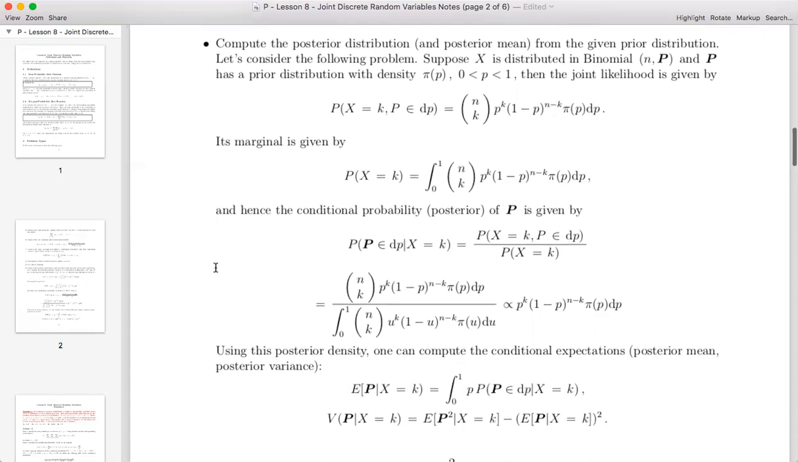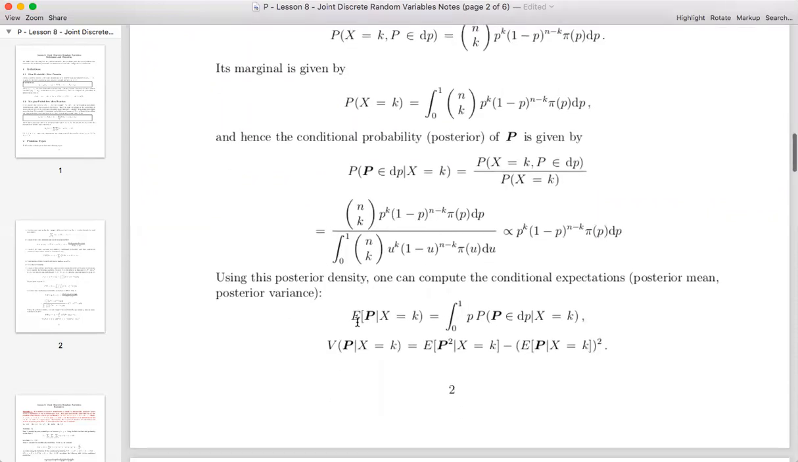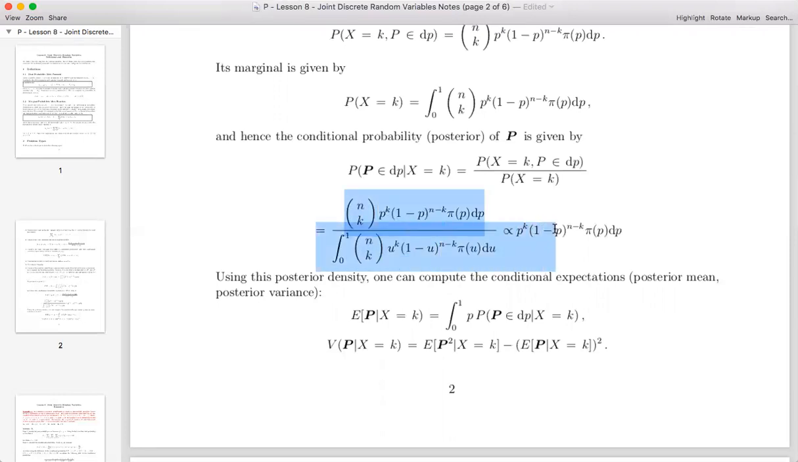And then for the marginal, we have to integrate from 0 to 1 over dp. And so we'd get our conditional distribution right here. And this is the likelihood function, or we could say the likelihood. Using the posterior density, one can compute the conditional expectations, the posterior mean and posterior variance.